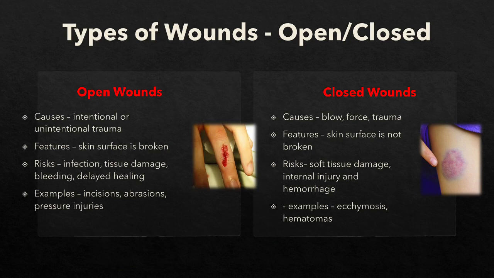Types of wounds. Open wounds. Causes are intentional or unintentional trauma. The skin surface is broken. It has risks for infection, tissue damage, bleeding, delayed healing. Examples include incisions, abrasions, and pressure injuries. Closed wounds can be caused by blow force or trauma. The skin surface is not broken, and there are risks for soft tissue damage, internal injury, and hemorrhage. Examples include hematomas and ecchymosis.